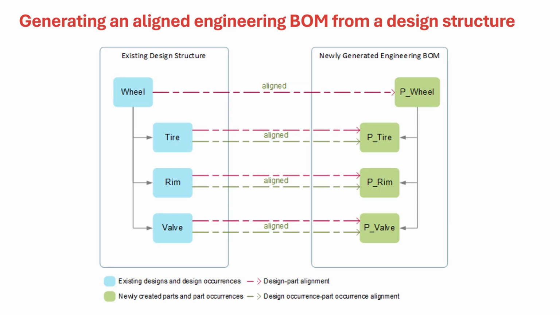Now here's an example of aligned design BOM and engineering BOM. So we have a wheel assembly on the left. This is a design BOM authored by a designer in a CAD tool, and then on the right we have the newly generated engineering BOM through Teamcenter. The red lines here show the design part alignment, and the green ones show the design occurrence and part occurrence alignment that are actually the position in the product. So an aligned part occurrence shows where the part will be positioned in the product.